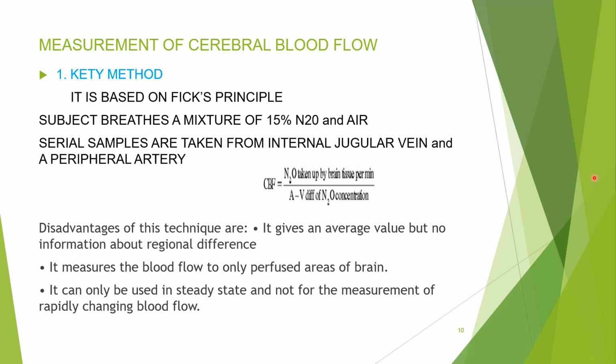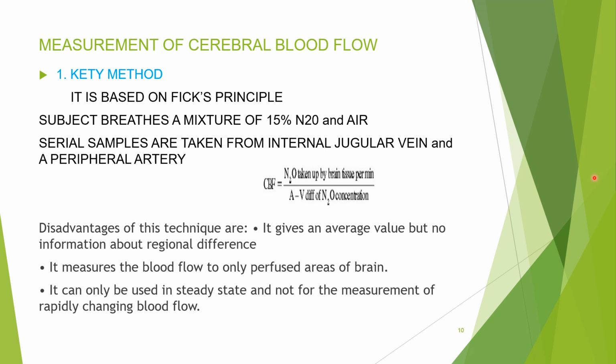How to do this method? What is the procedure? In this method, the subject is asked to breathe a mixture of air composed of 15% N2O, that is nitrous oxide, for 10 minutes. During this period, serial samples have to be taken every minute from the internal jugular vein, and also from a peripheral artery.